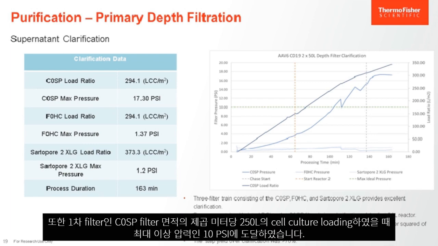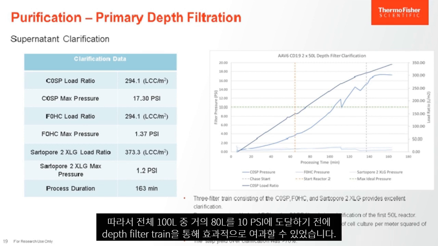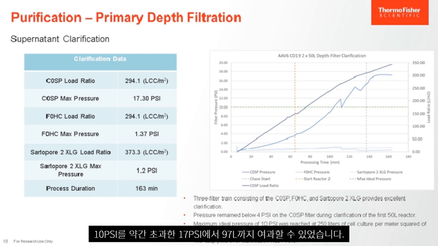And the maximum ideal pressure of 10 psi was reached at 250 liters of cell culture per meter squared of C0SP filter area. So we were able to effectively pass approximately 80 liters of the 100 liters through this depth filter train prior to reaching 10 psi. And then at that point, we were able to get up to 97 liters through, the last 17 being a little bit above our target of 10 psi. And here the step yield over this clarification process was a bit greater than 70%.